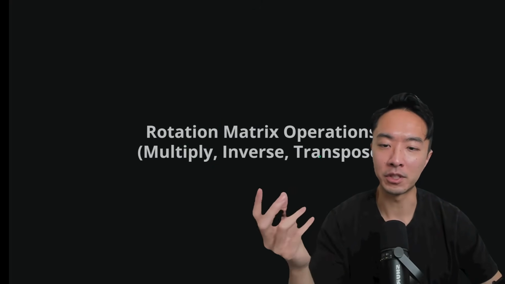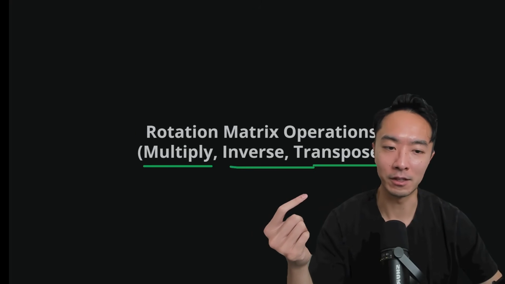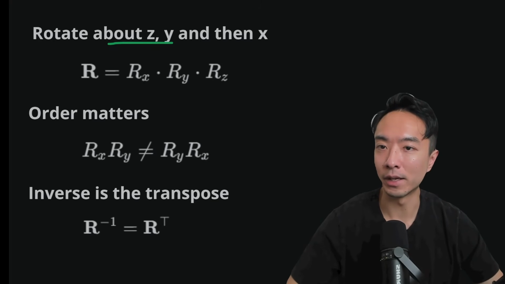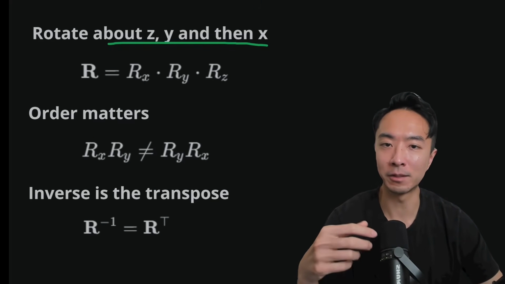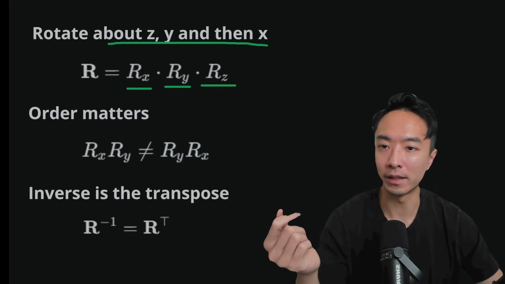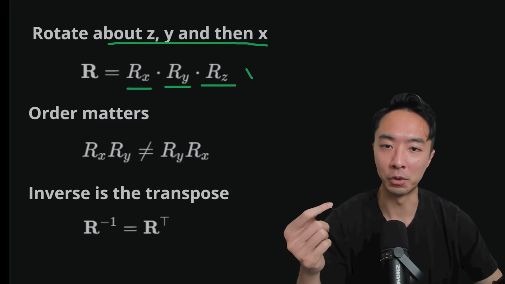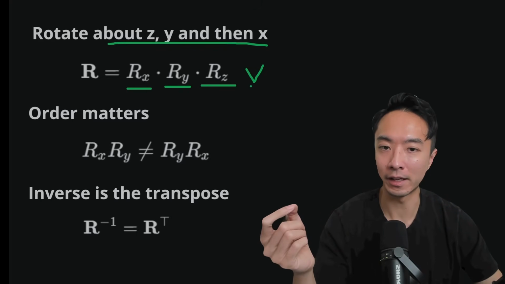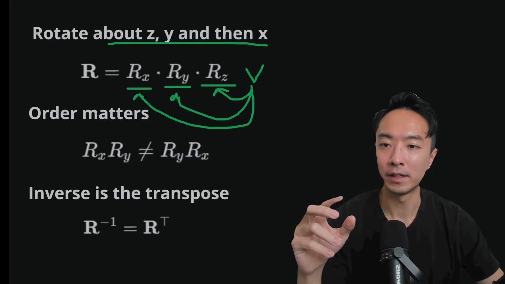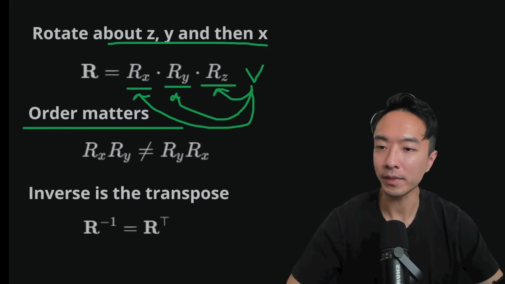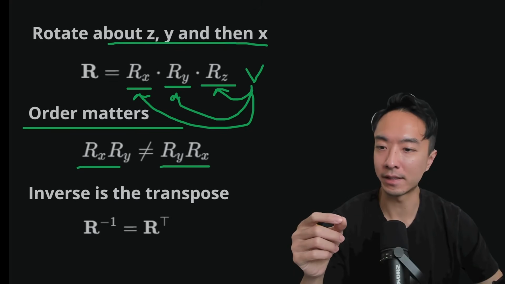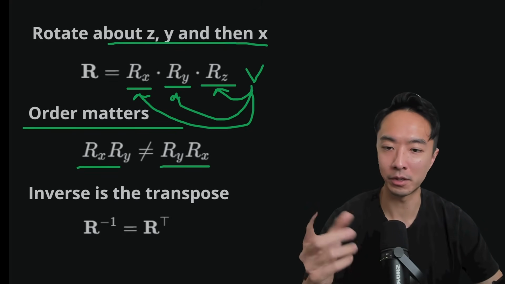So rotation matrix operations can include different things like multiply, inverse, and transpose, which will be very helpful in many applications. So when you want to rotate about z, y, and then x, you have to pay attention to the order of operations. You first have the z, then the y, and then the x, because the idea is you normally multiply by some vector v here, and you're doing the rotation in the order that you see here. So it goes inwards, then outwards. And of course, the order matters. So when you do Rx times Ry, it's not the same thing as Ry times Rx.